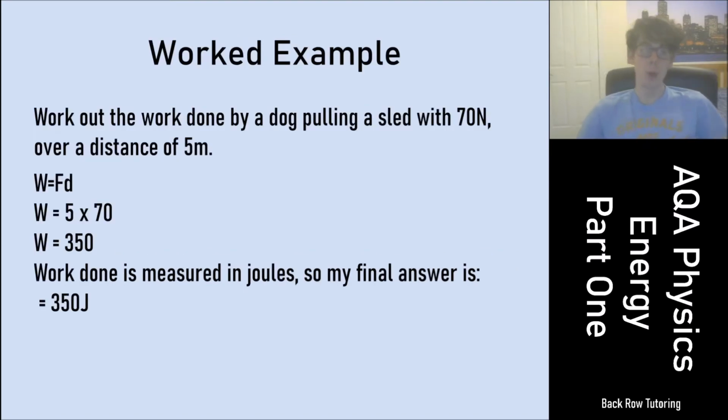So, worked example. Work out the work done by a dog pulling a sled with 70 newtons over a distance of 5 meters. Well, we can write down our formula. Work done is force times distance, or W equals Fd. The work done is equal to 5, because that's 5 meters, multiplied by 70, because we have 70 newtons. So our work done is 350. Work done is measured in joules, so my final answer is 350 joules.